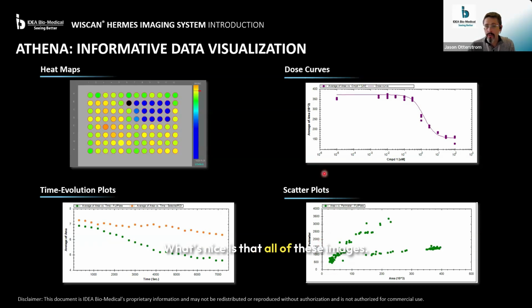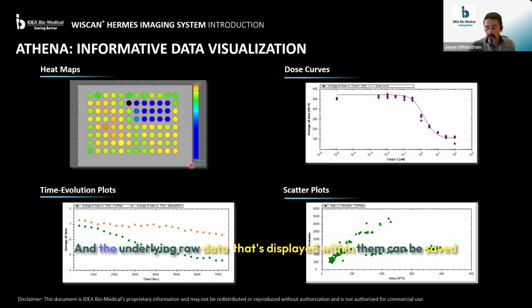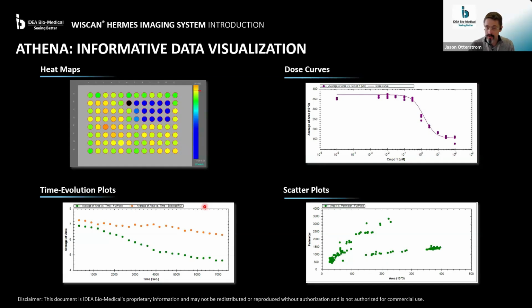What's nice is that all of these images and the underlying raw data that's displayed within them can be saved at the touch of a button. All of these images can then be put directly into PowerPoint files if you want to make a presentation or you have a digital notebook. And the underlying data is saved as a CSV or comma separated value file, which is easy to upload into Excel, MATLAB, Origin, GraphPad, or any other software that you may be interested in using for downstream image data processing.